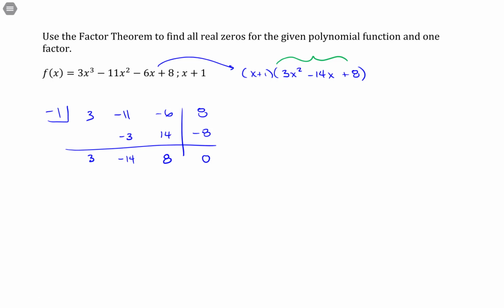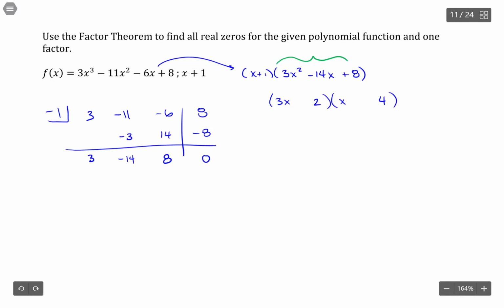We have lots of things at our fingertips to help us in determining factors of a quadratic. The first thing that I would try is just the guess and check method for factoring. 3x and x are the only two things that would multiply to 3x squared. Then I have to have things that multiply to 8, but then I've got to get everything to add to this middle term of negative 14. So I think I'll try 2 and 4.